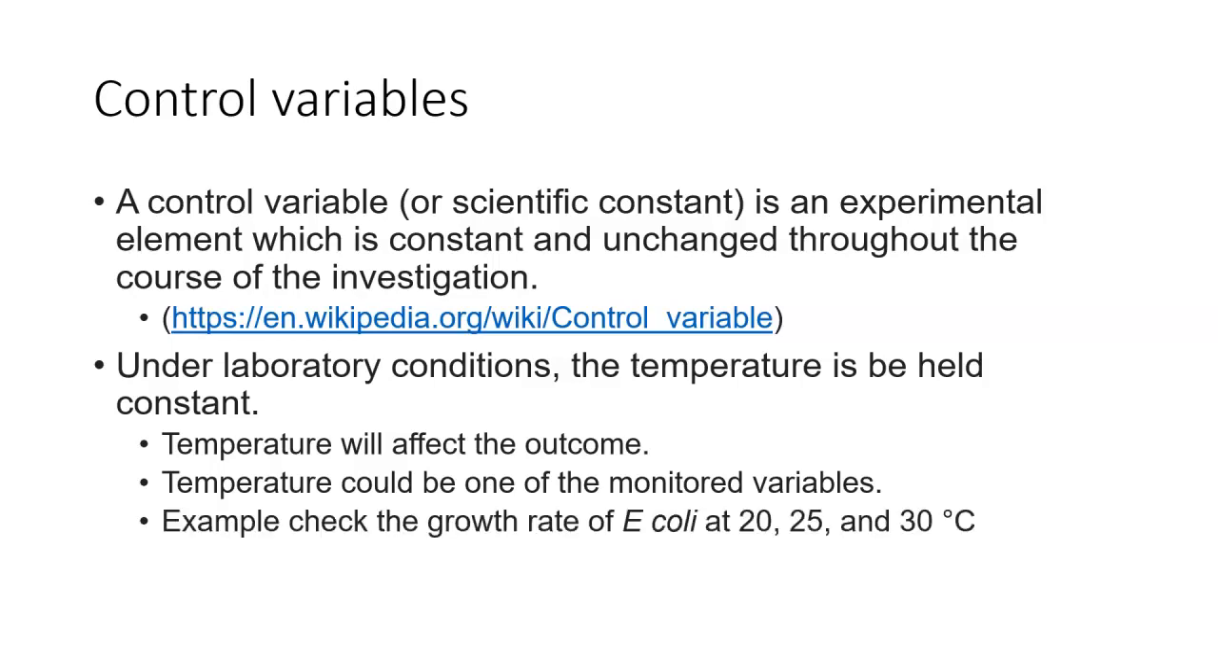For example, if we wanted to compare the growth of E. coli at 20, 25, and 30 degrees Celsius, temperature would be the independent variable. Nuisance variables. Nuisance variables are those that can affect an experiment but are not believed to have an interaction with the variable to be tested.